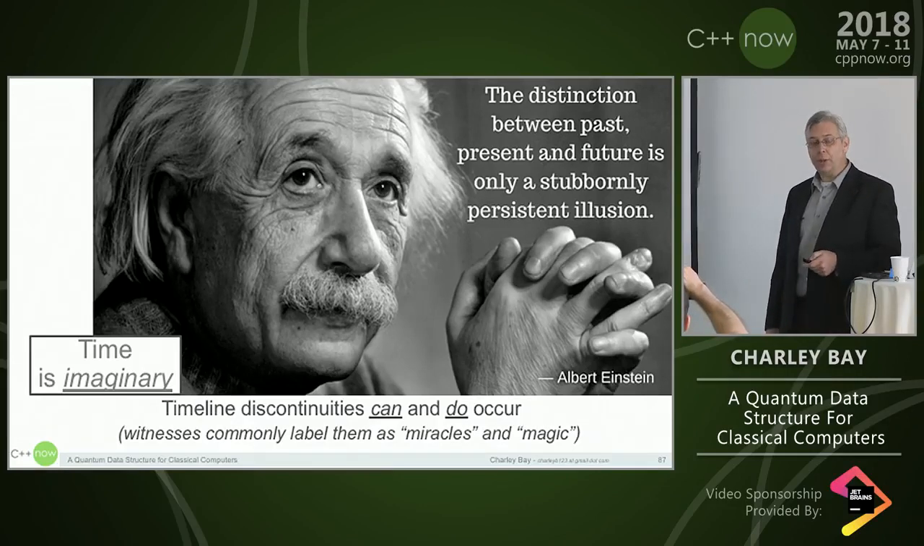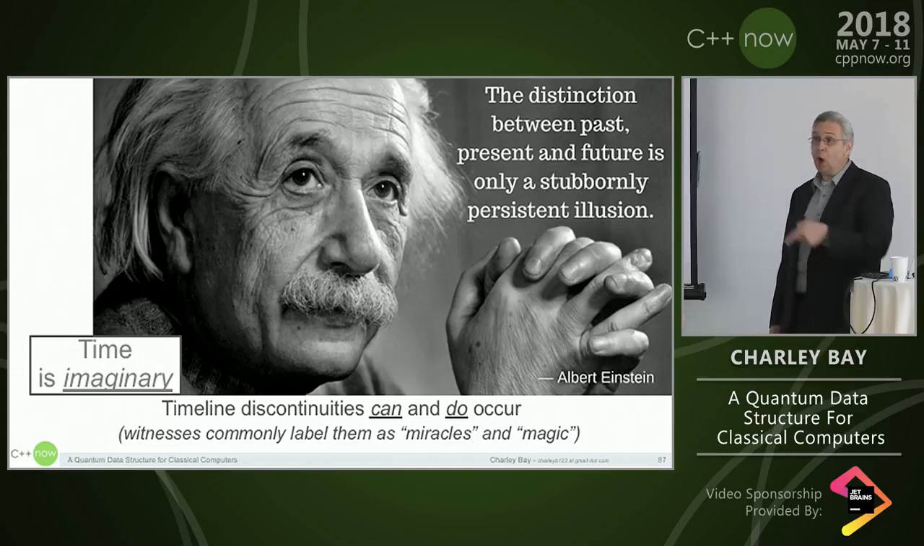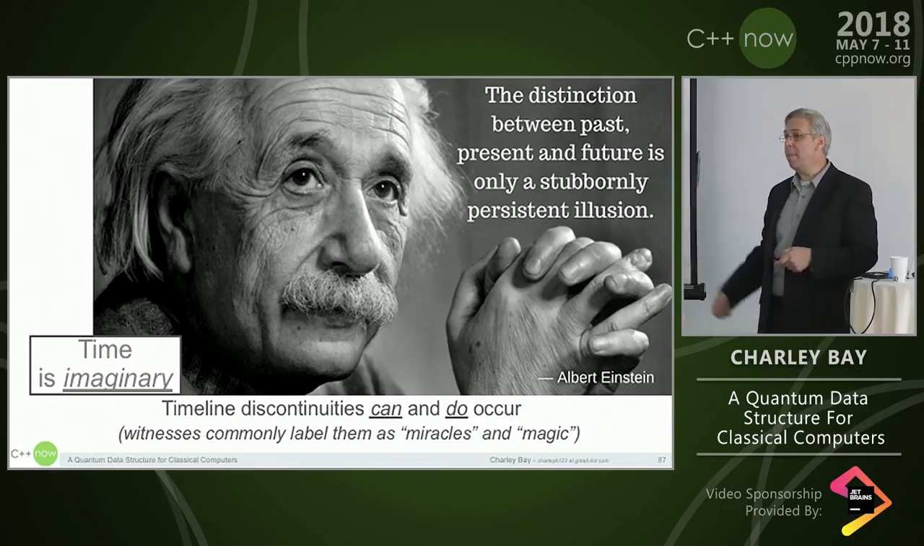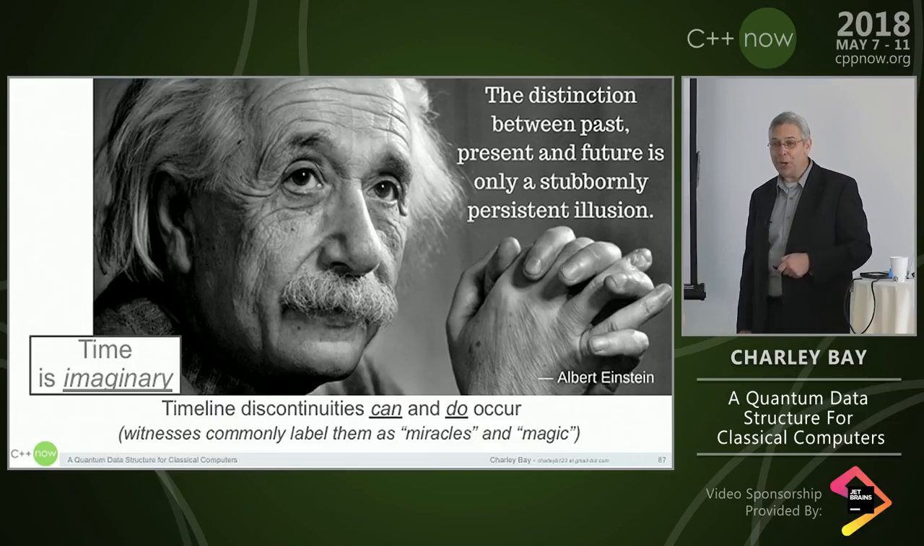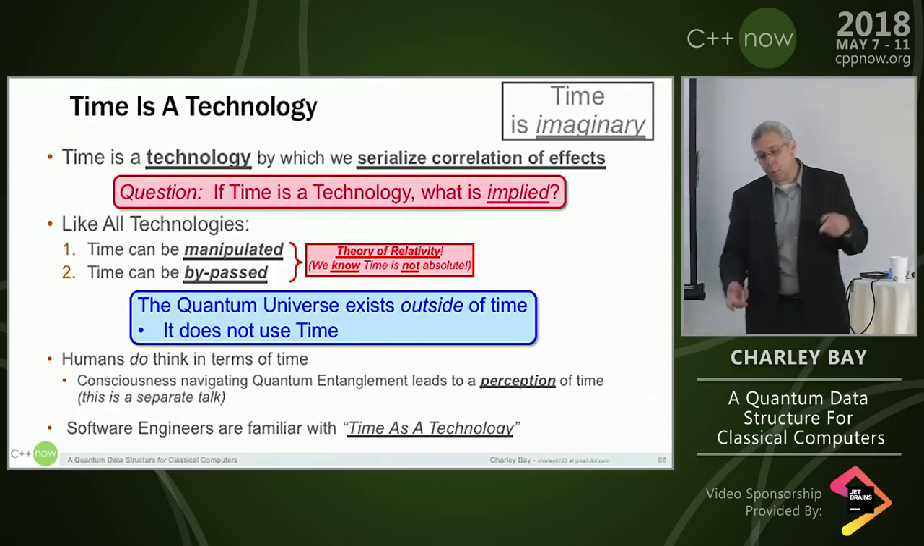But timeline discontinuities, they can and do occur. And it's weird because, shoot, we can trigger these things all the freaking time. Especially when you're playing around with quantum hardware, we can start messing with timeline discontinuities for real, no joke, not kidding. So time's not real, so what is it?